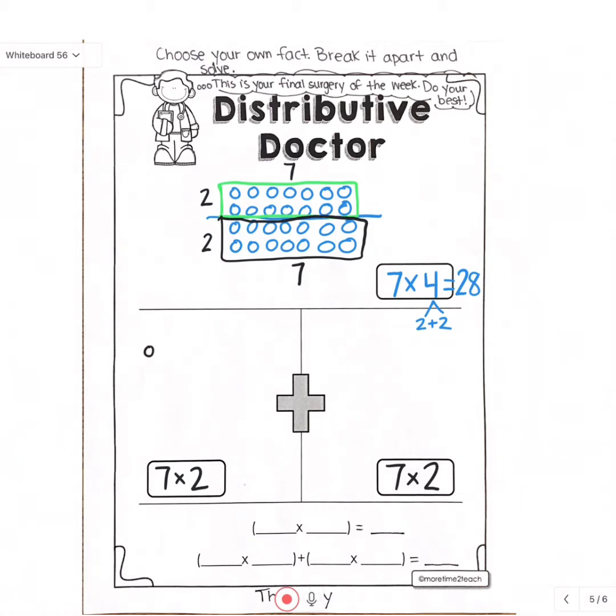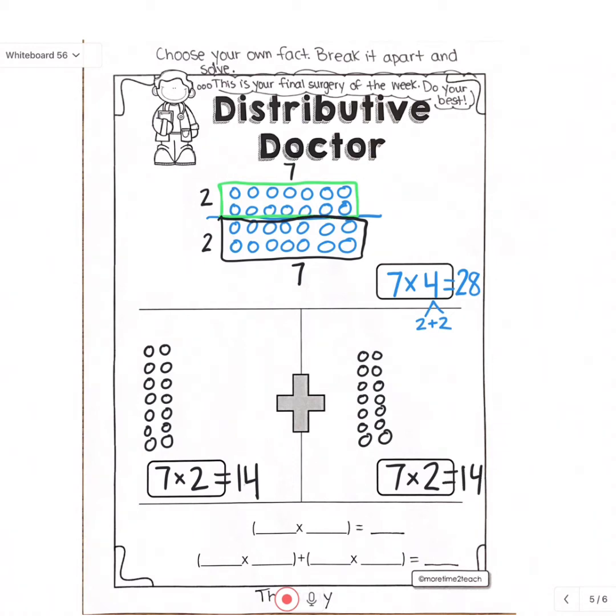So I'm going to draw the two smaller arrays, 1, 2, 3, 4, 5, 6, 7. 1, 2, 3, 4, 5, 6, 7, and 7 times 2, or 7 plus 7, equals 14. I drew it vertically this time. That is okay as well. We know you can rotate the arrays. Next, 1, 2, 3, 4, 5, 6, 7. 7 times 2, again, is 14.